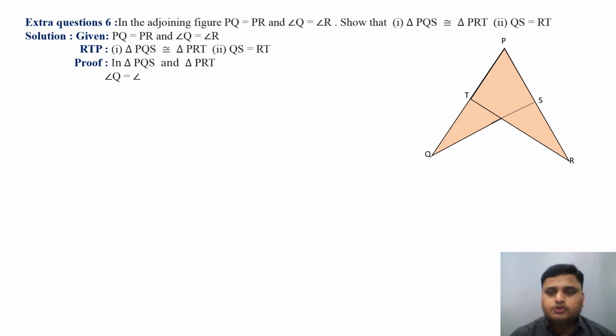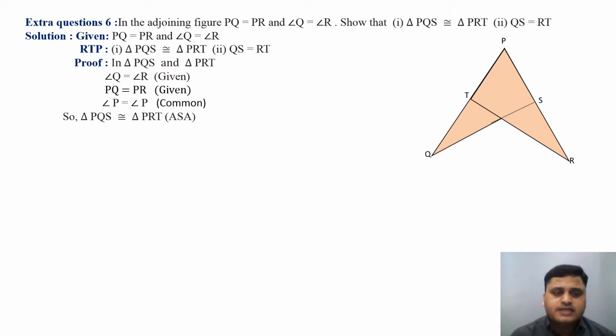Let's do the proof. We will take those two triangles, triangle PQS and triangle PRT. First of all, what is given? Angle Q is equal to angle R, that is already given in the question, and PQ is equal to PR, this is also given. And angle P is common in both triangles, so angle P is equal to angle P, common. In this way these two triangles become congruent by the angle side angle congruency criterion. If triangles are congruent, then the rest of their corresponding parts are equal, that is QS is equal to RT, and the reason we write is CPCT. So this one is clear, and in this way we prove this question.